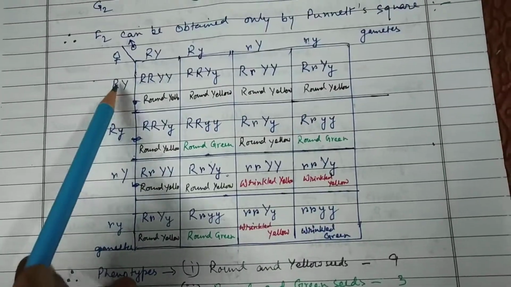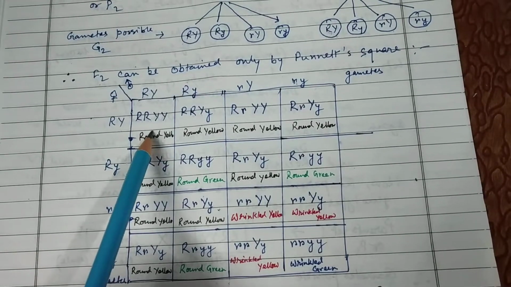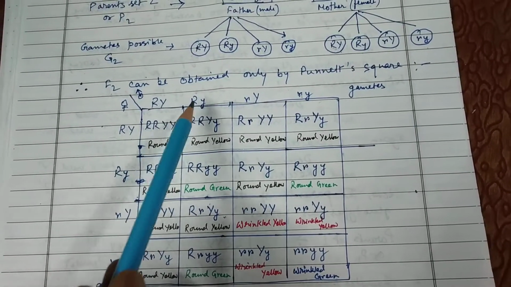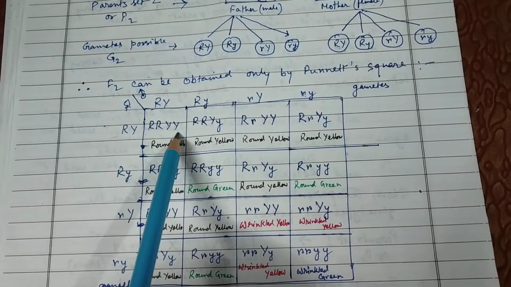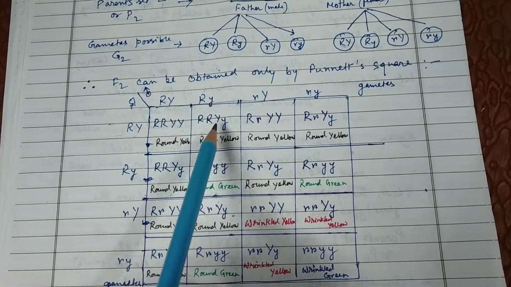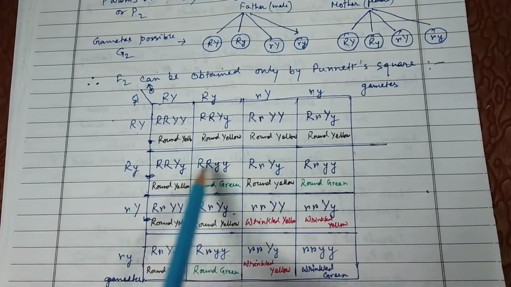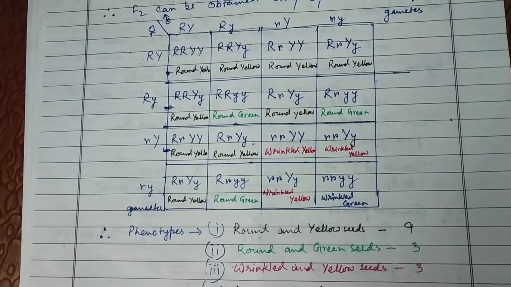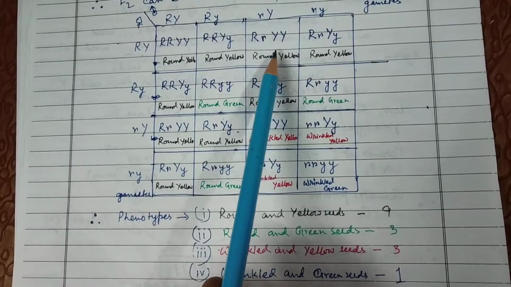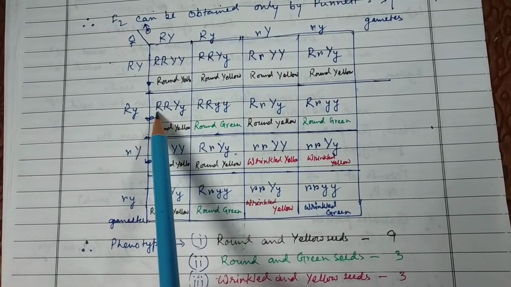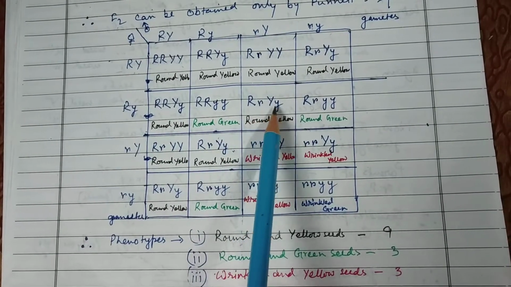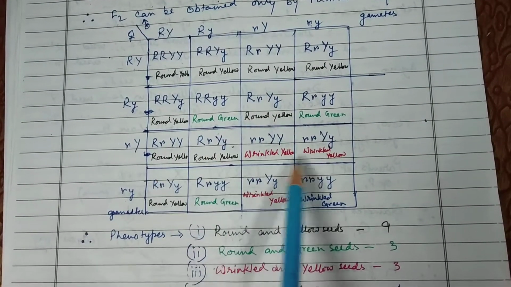Now it is exactly like a multiplication table, which is forming the individuals over here. This with this, RRYY, this with this. In this way, all these squares are formed. Carefully watch how it is formed.